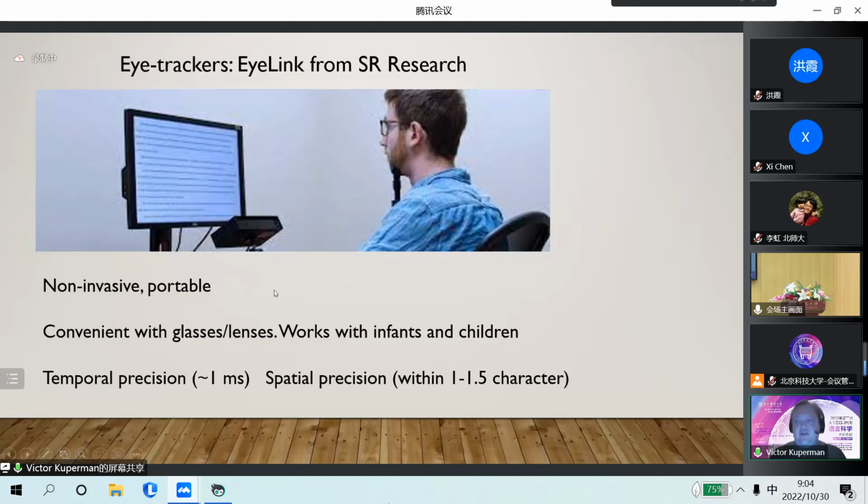Some of the advantages of eye trackers are that they are non-invasive. There's nothing touching the person. Many of them are portable, so they can be taken to schools or kindergartens or hospitals, if these are the populations that we want to study. They can work with glasses or lenses, including the person that we see in the picture here. They're good for working with infants and children, and they give a very precise temporal signal as well as high spatial precision.